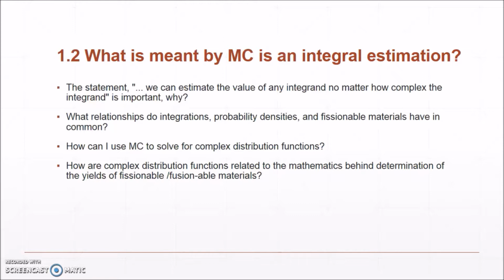Then it asks, how are complex distribution functions related to the math behind determining the yields of fissionable and fusible materials? We can see that a Monte Carlo approach would be really helpful with a problem like that, because those materials have a really random distribution of energy. There would be so many different combinations that would be really hard to account for. So simulation can be used to provide an expectation rather than checking every single possibility, which would be impossible.